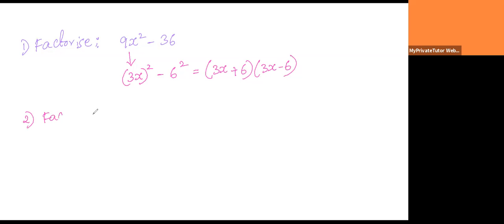4x square minus 16. What are the factors of this one? How do you factorize, guys? First, you simplify the first one. 4 is nothing but 2 square. So 4x square in a sense is 2x whole square. And 16 is nothing but 4 square.